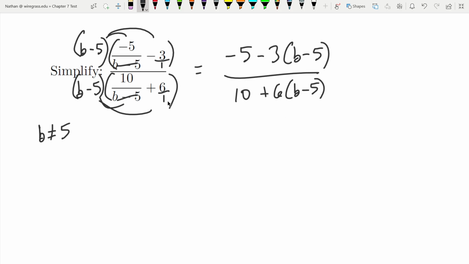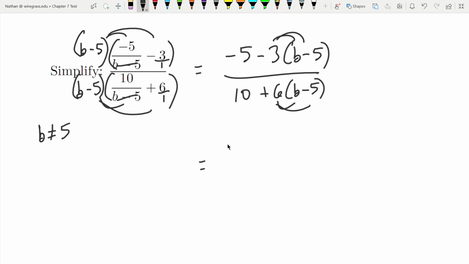The denominators are now both 1, so I can just remove them. This is no longer a complex fraction, and I can simplify as I normally would. The first thing I'm going to do is expand it, condense the numerator and denominator, and then I can factor and simplify it. Okay.